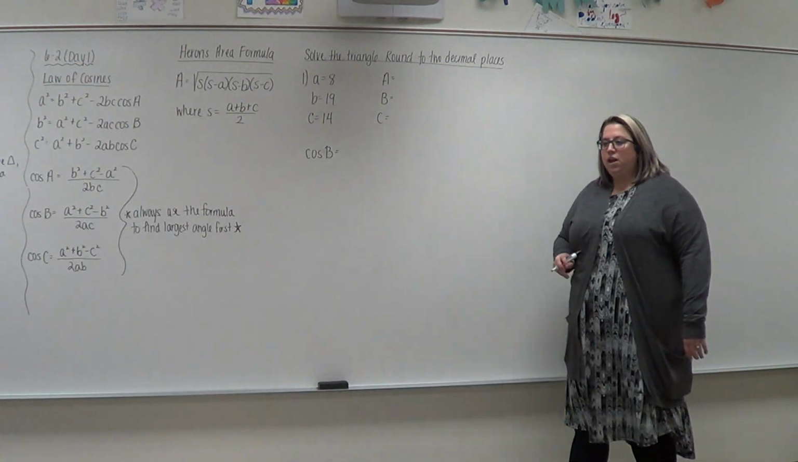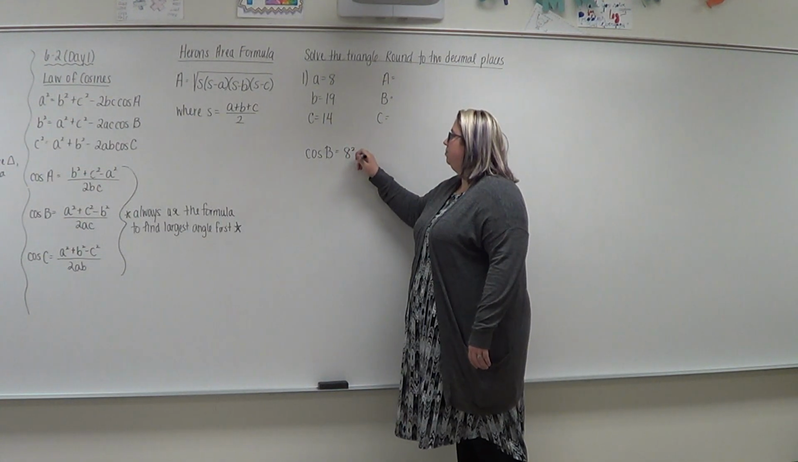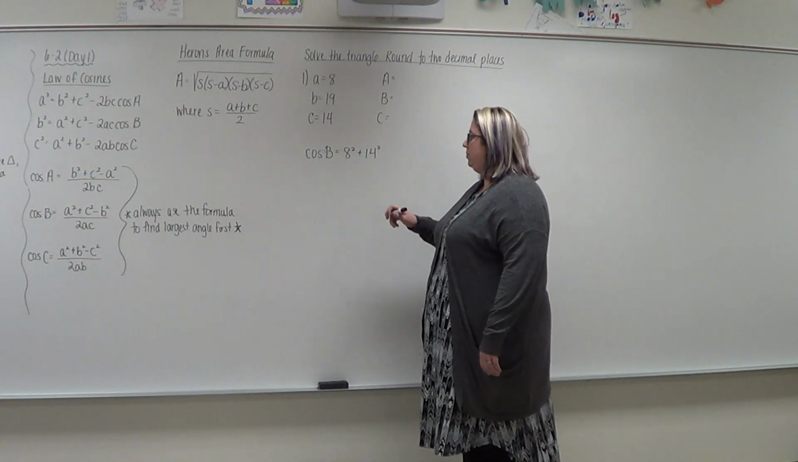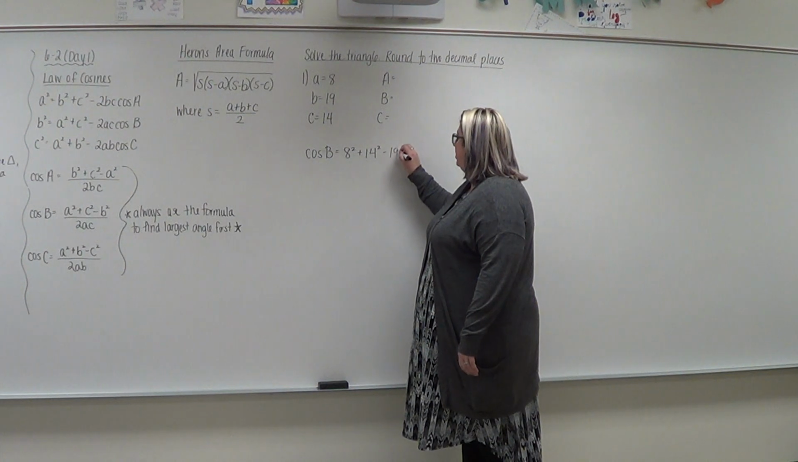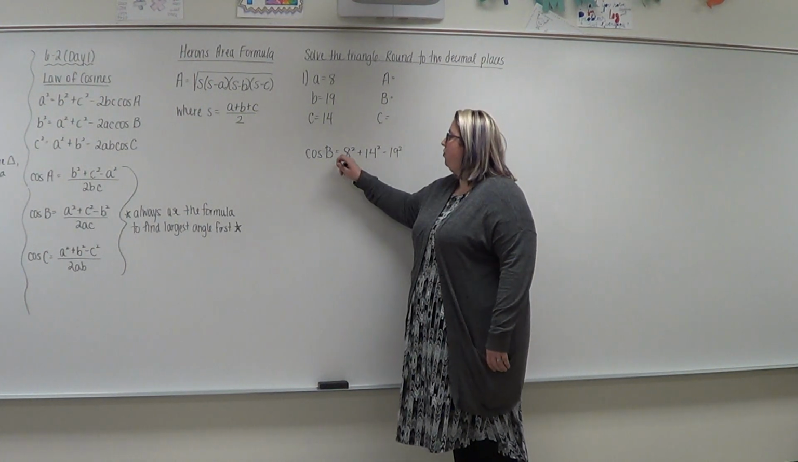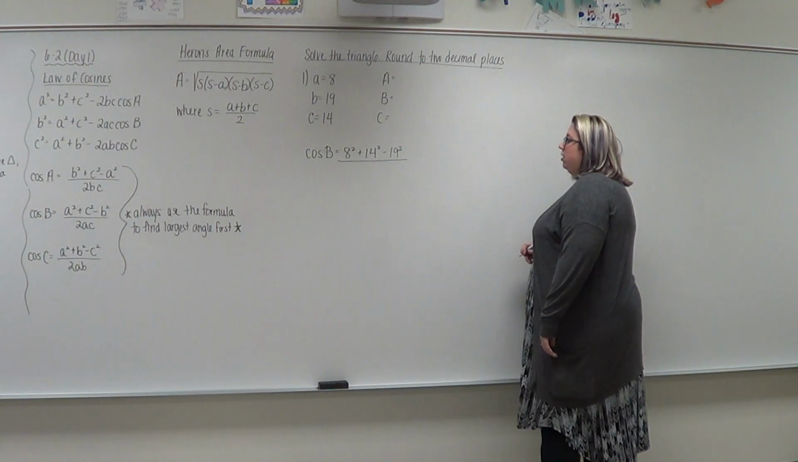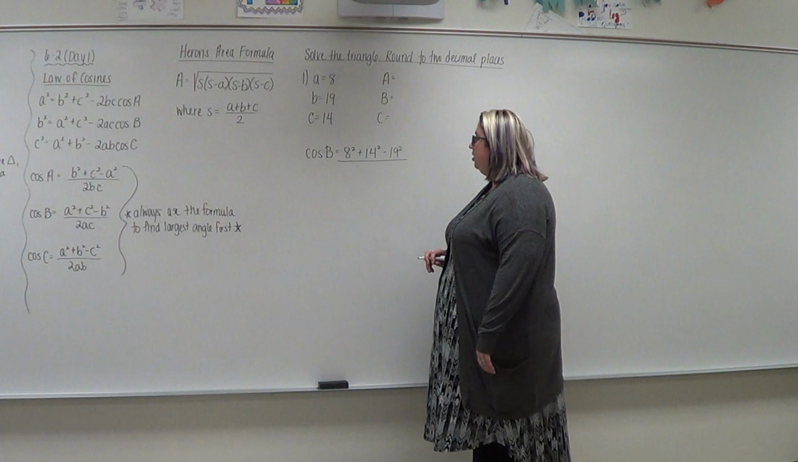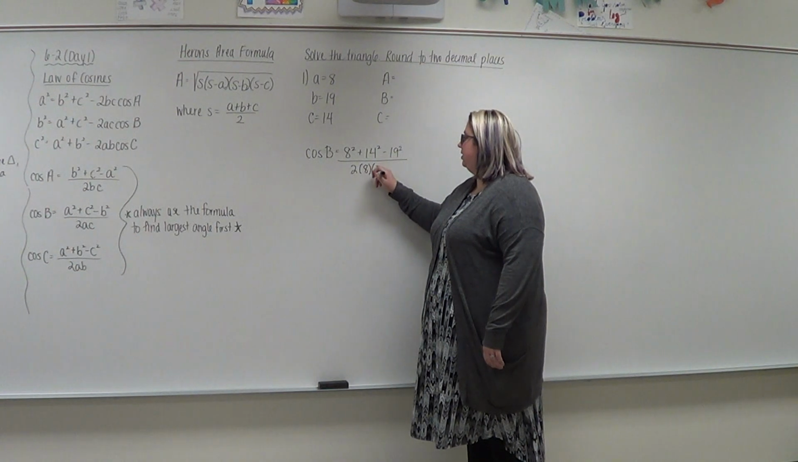Okay, so you square the other two sides. So this would be 8 squared plus 14 squared. Then you subtract that side squared, so minus 19 squared, divided by 2BC. Sorry, not 2B, 2C. 2AC. So this would be 2 times the first side times the second side.